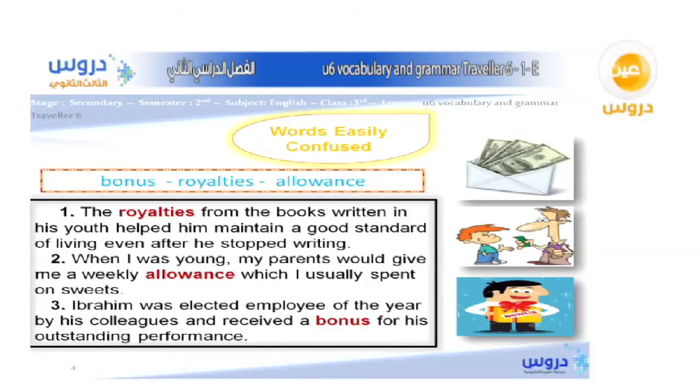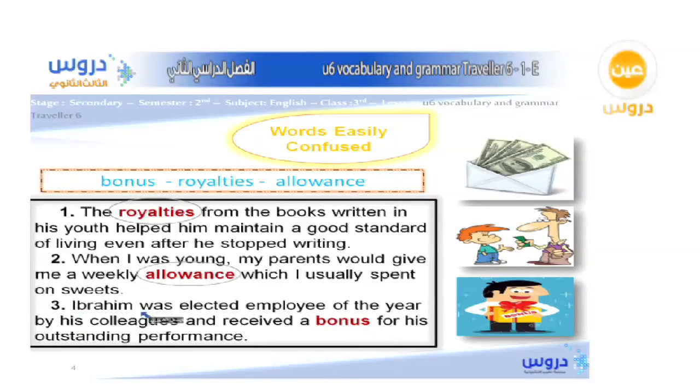And the same thing goes for allowance. The second sentence: when I was young, my parents would give me a weekly allowance, which I usually spent on sweets. Can you see a difference between royalties here and allowance? Is it the same? You say no, right?